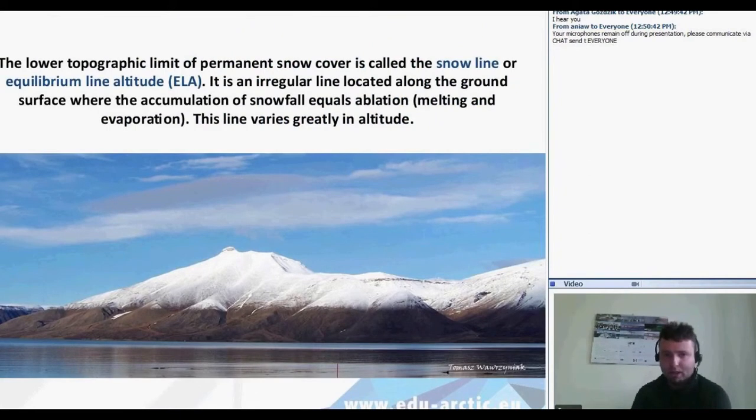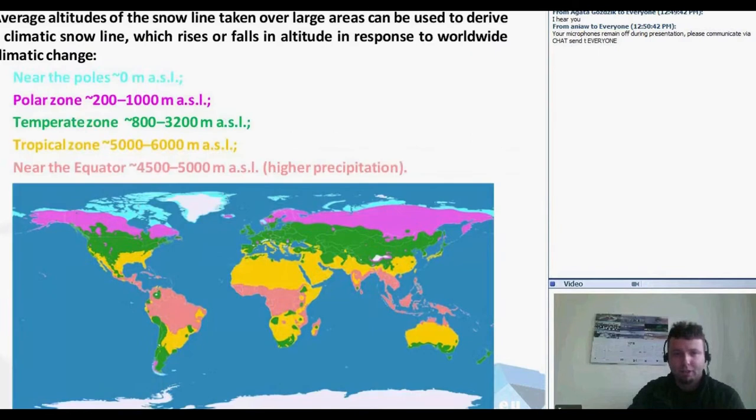The lower topographic limit is the elevation of the snow line, called also the equilibrium line altitude. That's the altitude above which more snow is accumulated than melted. And it varies in different latitudes. So it's a different altitude in different latitudes, as is shown here. Average altitudes of the snow line taken over large areas can be used to derive a climatic snow line.